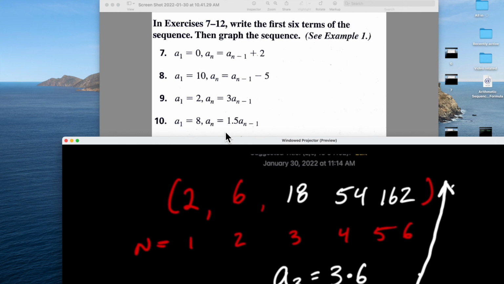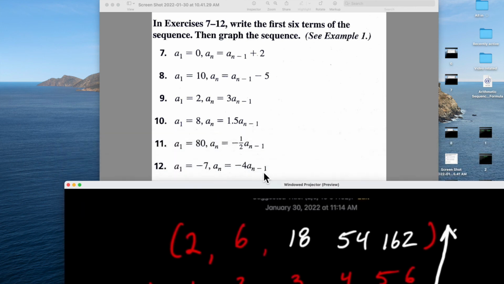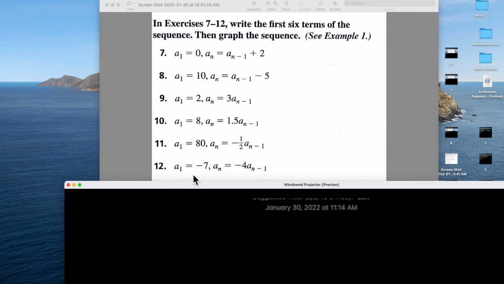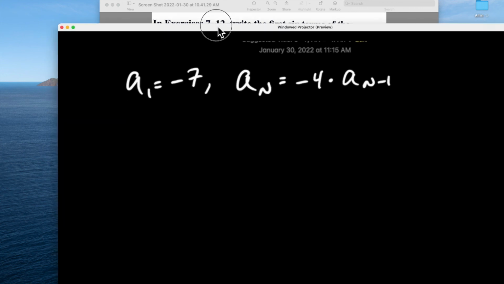Again, if I'm looking for geometric sequences, I'm looking for where multiplication is going on. Okay, let's jump down to this one right here. A sub 1 equals -7. That is the value in position 1. The formula they give us is we're going to multiply -4 times a to the n minus 1. This is the recursive formula. So simple.